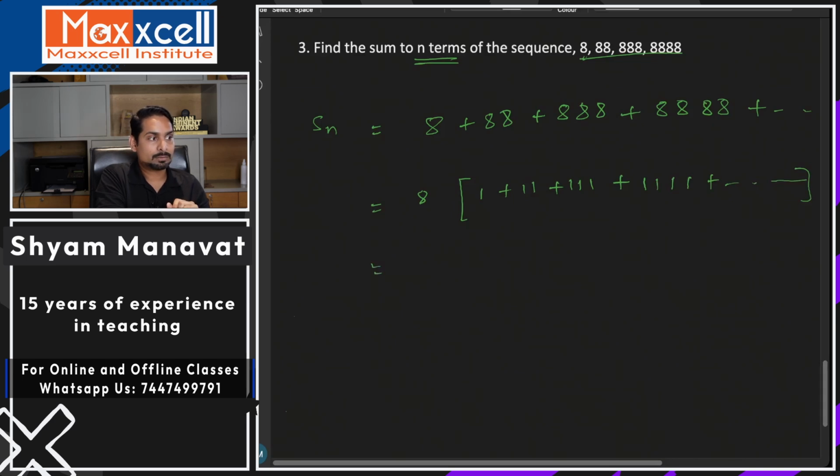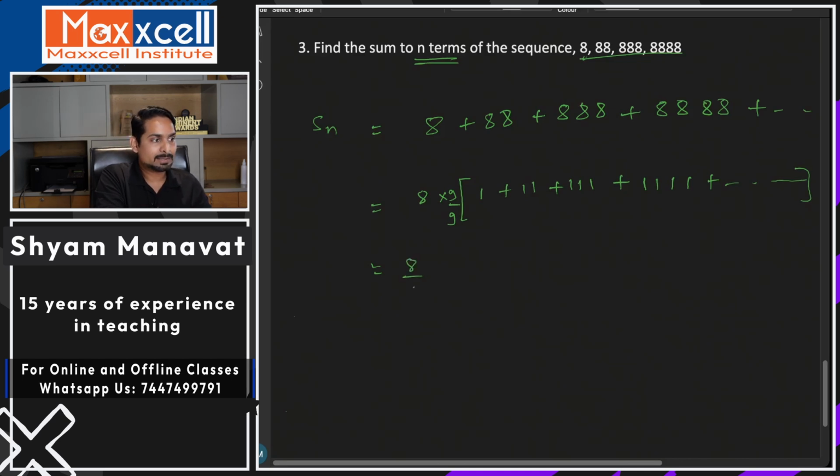Okay. Now what you do? You multiply this by 9 and divide this by 9. That means basically you are multiplying by 1. It will not make any change in the answer as such. Mathematically you are multiplying only by 1.